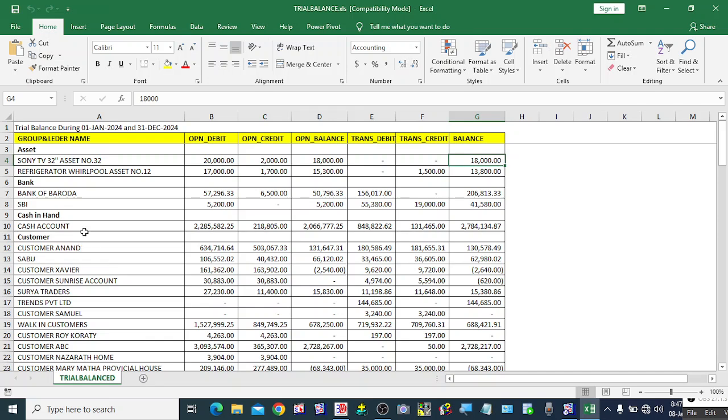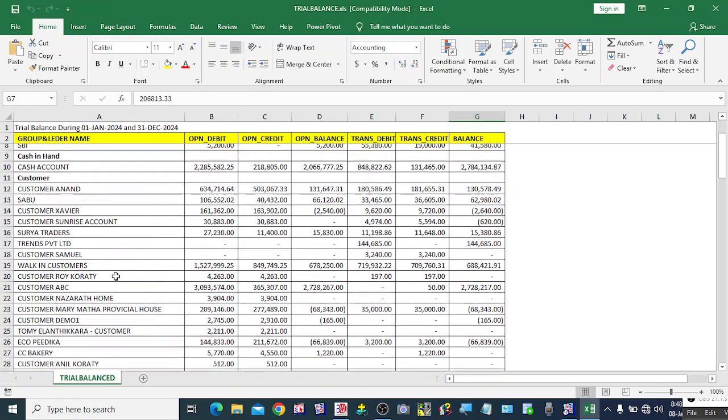In this way, based on the accounts group, you will get the trial balance. Here we can see under the group head bank, we have created two bank accounts in the system, Bank of Baroda and SBI. What is the opening balance? What is the transaction debit and credit during the date range we have selected? That will appear here. And in the last column, we can see the closing balance of this specific account in this trial balance.